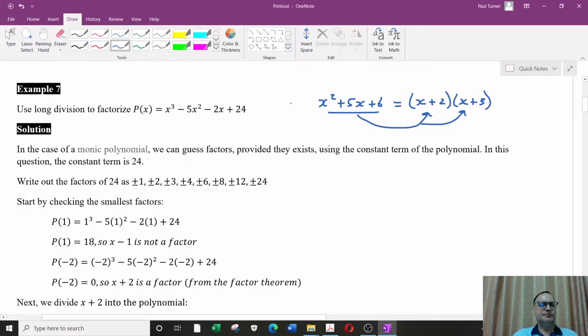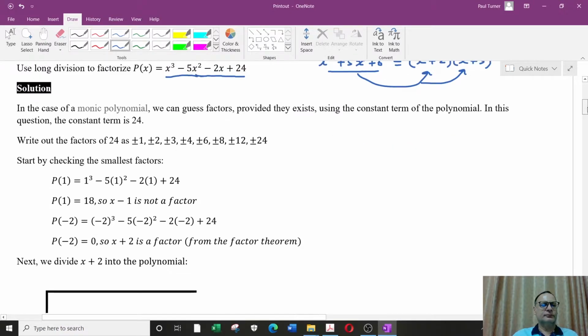So let's look at our example. We've got a polynomial x cubed minus 5x squared minus 2x plus 24. And we're going to find one factor first using the factor theorem. And this is a monic polynomial. Monic means that your leading coefficient is 1. We'll guess the factors, provided they exist, using the constant term of the polynomial. In this question, the constant of the polynomial is 24. That's this number here.